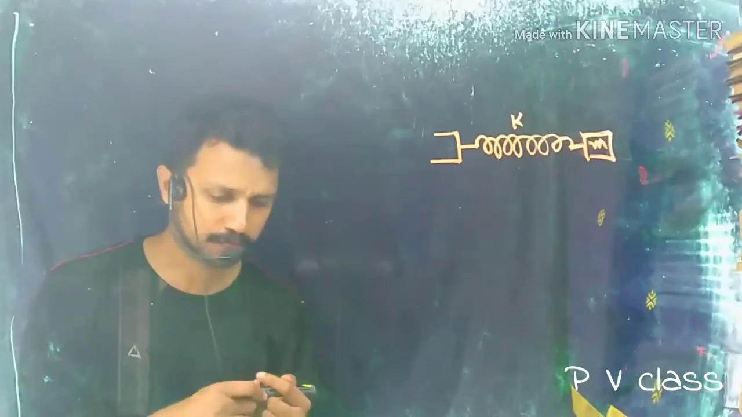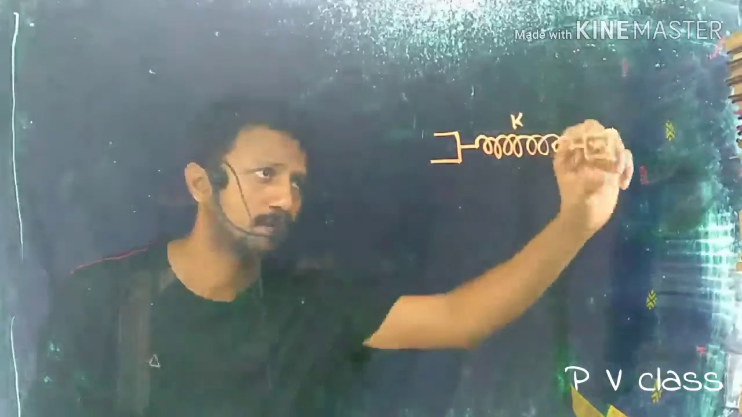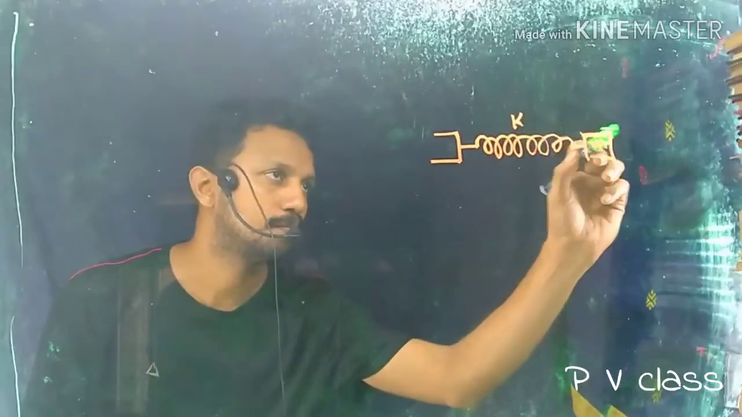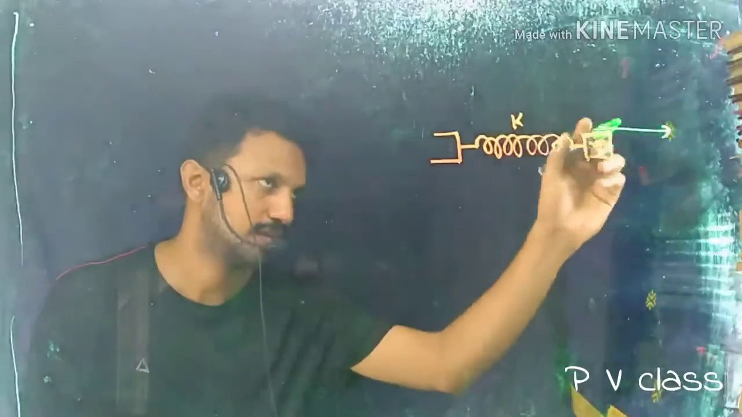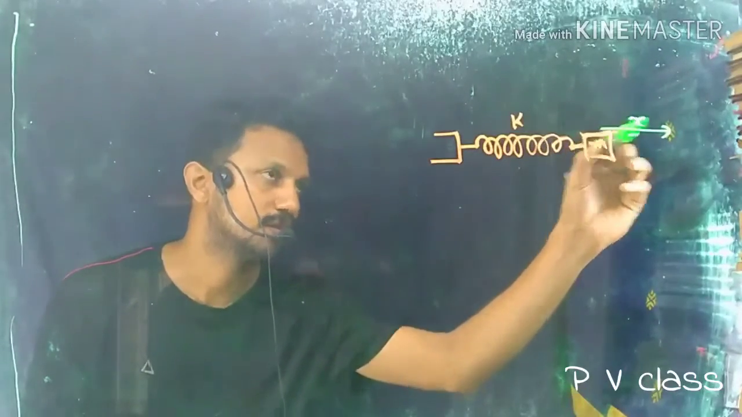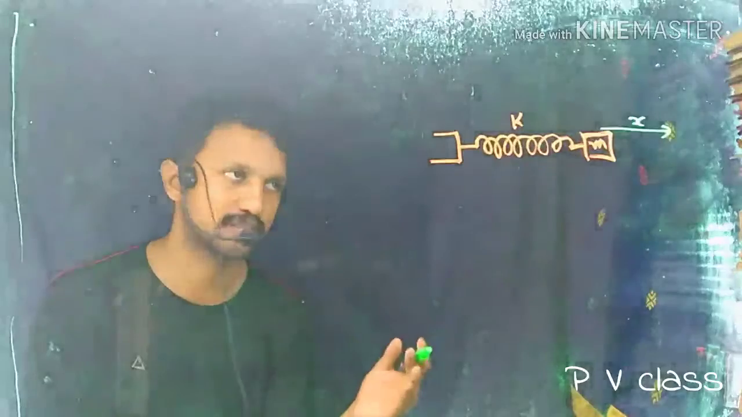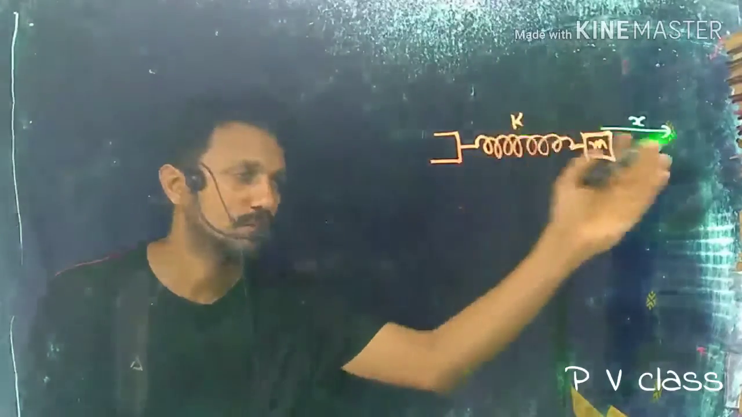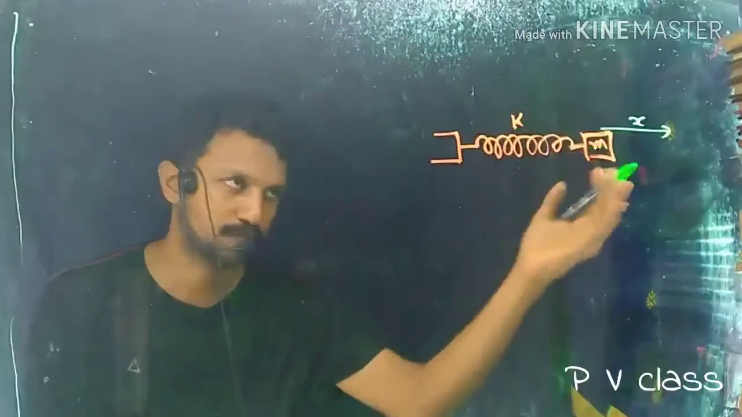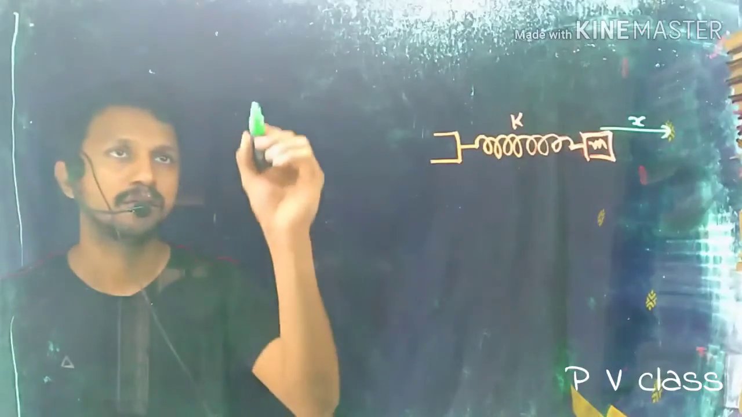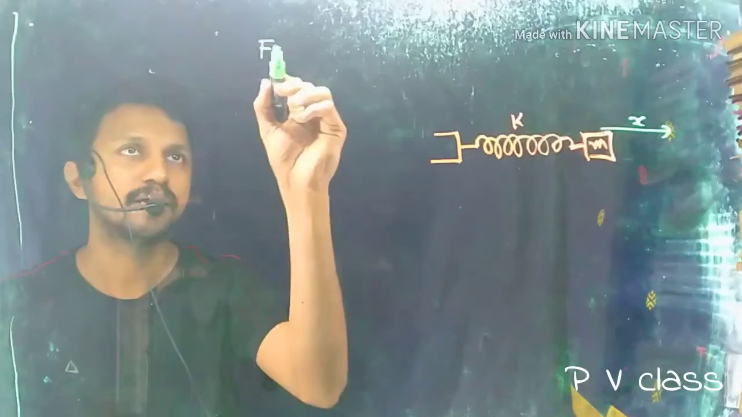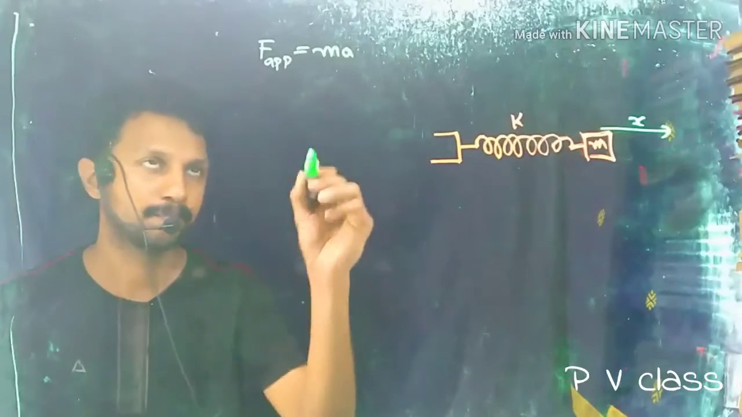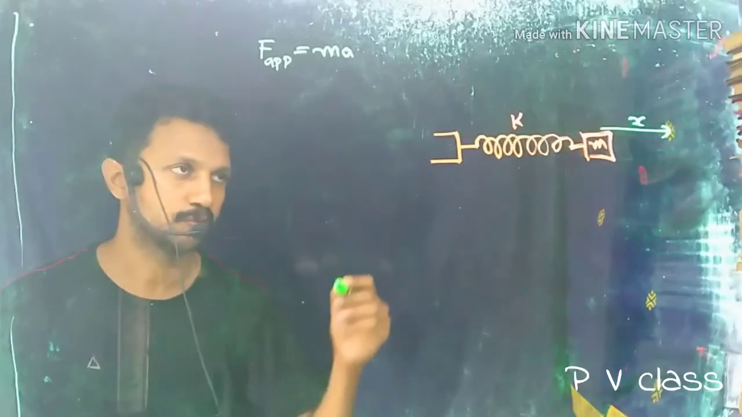Then I am going to oscillate the spring by pulling it in this direction. That is, I am applying a force in this direction so that the spring is displaced by a value of x, and I'm releasing it. Then the spring will oscillate in this fashion. Let me write the applied force is Ma. Ma is the applied force.